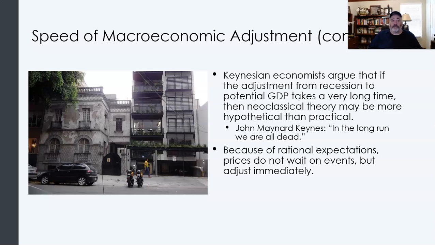Keynesian economists argue that the adjustment from recession to potential GDP takes a very long time. It doesn't necessarily take a very long time, but it can and has in the past, before we adopted the idea that the government should be active in the economy. And so, there's the quote from John Maynard Keynes: "In the long run, we're all dead." And because of rational expectations, prices don't wait for something to happen. They try to predict it based on what's going on and adjust accordingly. And it changes the economy. Even without implementing the policy, the economy is still going to change in recognition that the policy is about to come into effect.